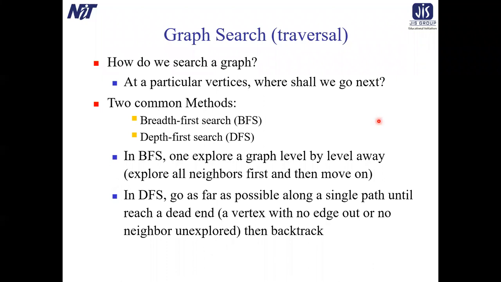So graph traversing means: after a particular vertex, where shall we go next? There are two methods. One is breadth first search, that is BFS, another is depth first search, that is DFS. In BFS, one explores a graph level by level, exploring all the neighbors first and then moving on. And in DFS, we go as far as possible along a single path until we reach a dead end, a vertex with no edge out or no unexplored edge, then backtrack.